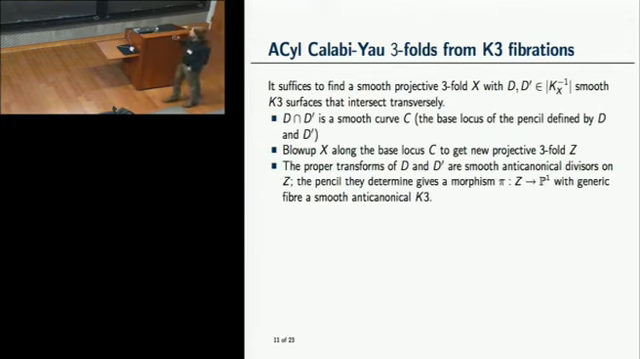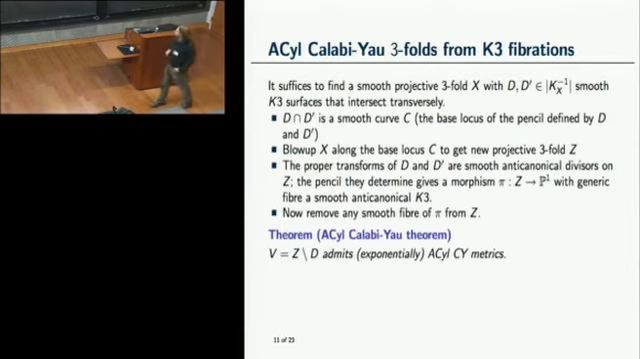But now the pencil they determine really gives you a morphism to P1. So this thing now really fibers over P1. Previously it didn't because it had a base locus. The generic smooth fiber is a smooth anti-canonical K3. Then you pick any of the smooth fibers and you remove it. The theorem is that any Z minus any such D admits exponentially asymptotically cylindrical Calabi-Yau metrics. Exponentially is there to say that it approaches the product structure in an exponential way, and this is important in controlling the error when you do the gluing.